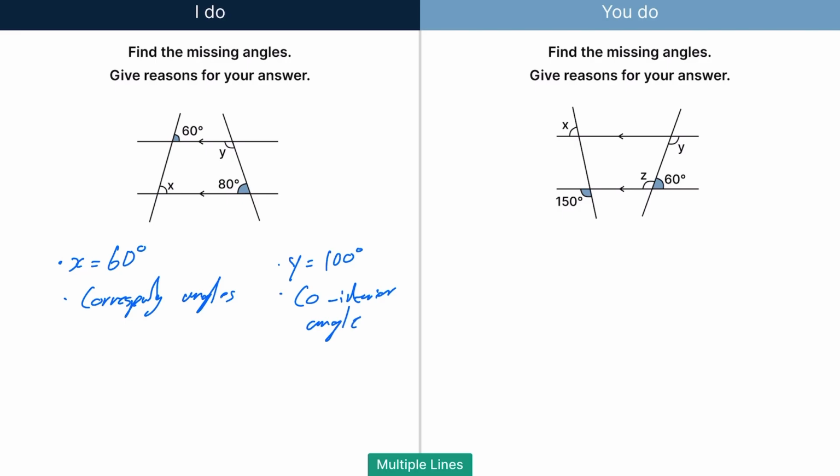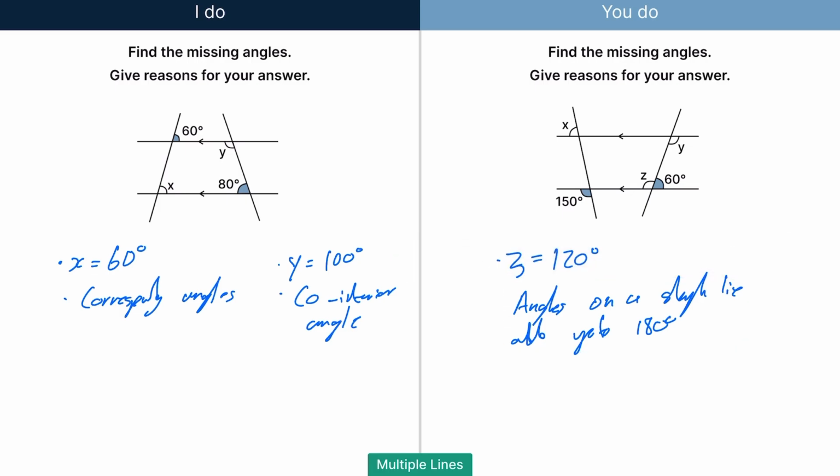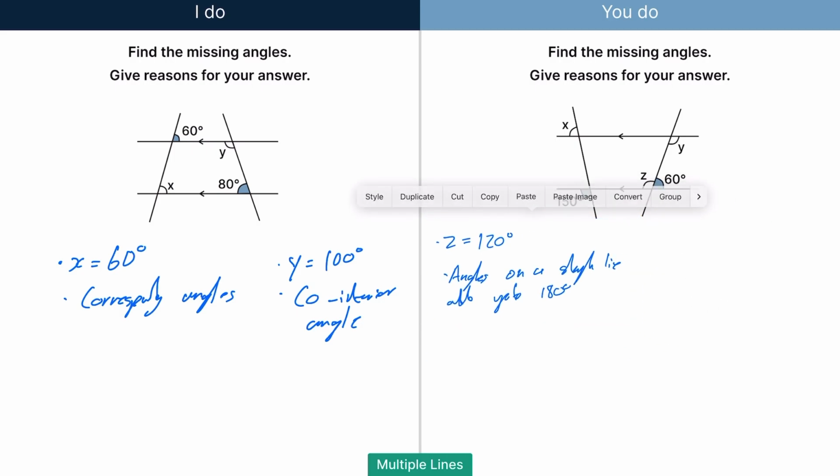And again, hopefully you've pressed pause and had a go at this. So immediately looking at this, I'm thinking of doing x. Not x first, actually. I would do z first, personally. So z is 120, because angles on a straight line add up to 180.